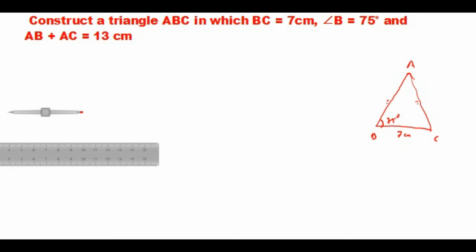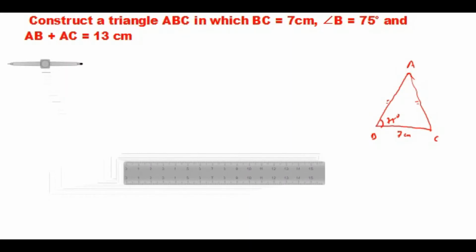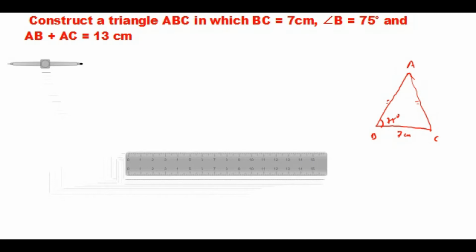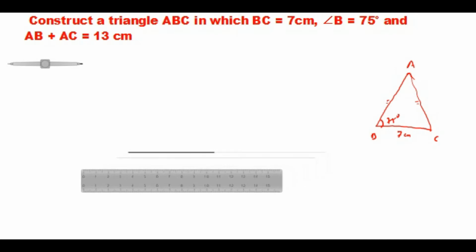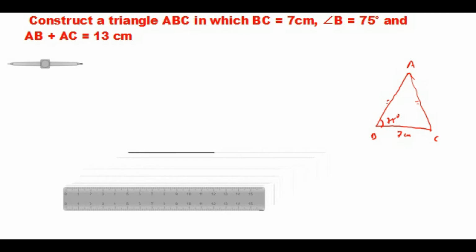Okay, so first of all we have to draw the side BC of length 7 cm. So here we are taking the BC length as 7 cm. This length BC is 7 cm. Here this point is B and this is C. Thereafter, using a compass, you have to construct 75 degrees at B.